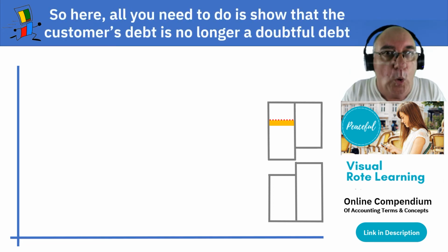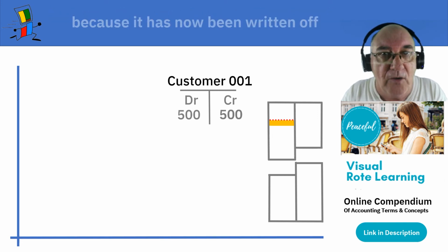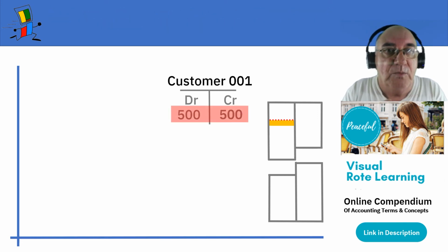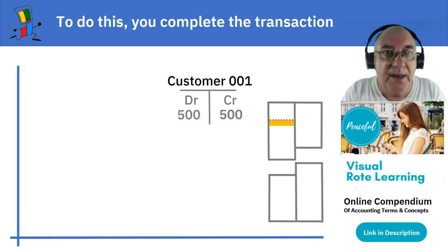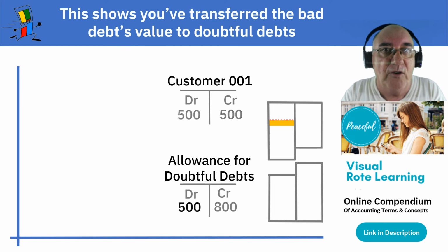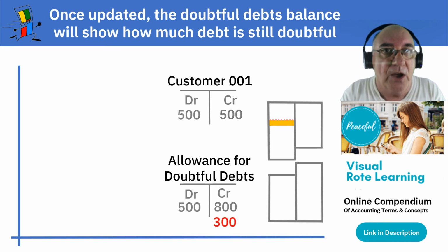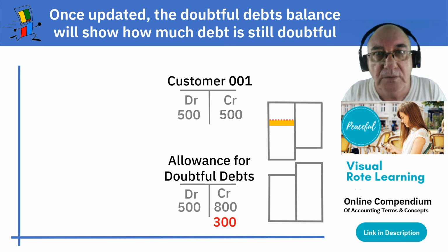So here, all you need to do is show that the customer's debt is no longer a doubtful debt, because it has now been written off. To do this, you complete the transaction by debiting the allowance for doubtful debts account. This shows you've transferred the value of bad debts to doubtful debts. Once updated, the doubtful debts balance will show how much debt is still doubtful.